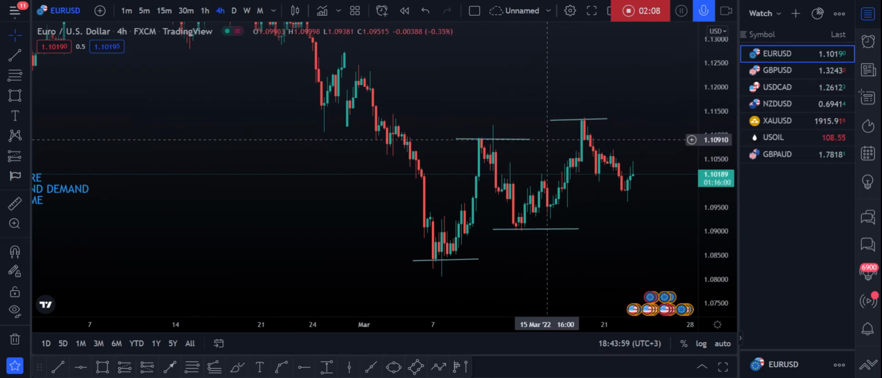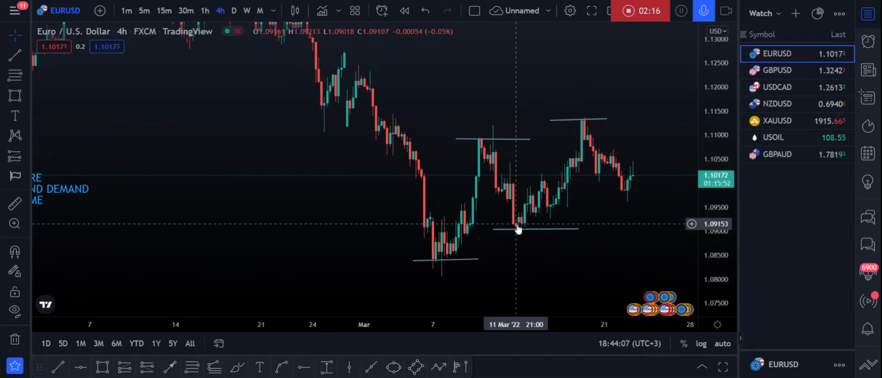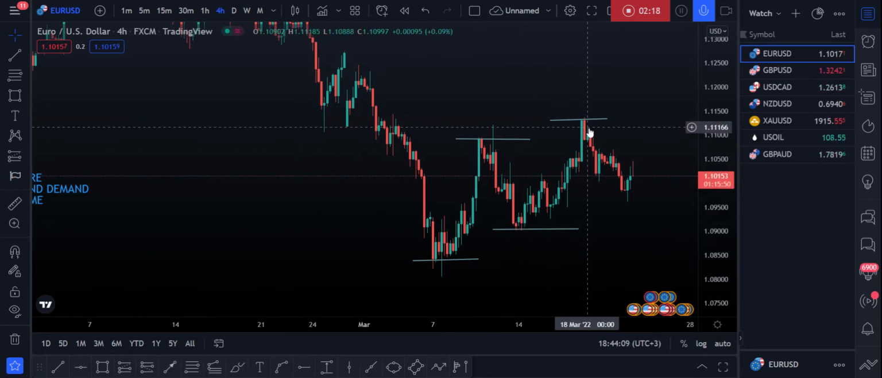Now, using that information, we will combine that with supply and demand. As soon as we know the trend of the market, as soon as you get an idea of where the market is heading, now you want to go to a higher time frame and look for a demand zone, a higher time frame demand zone.